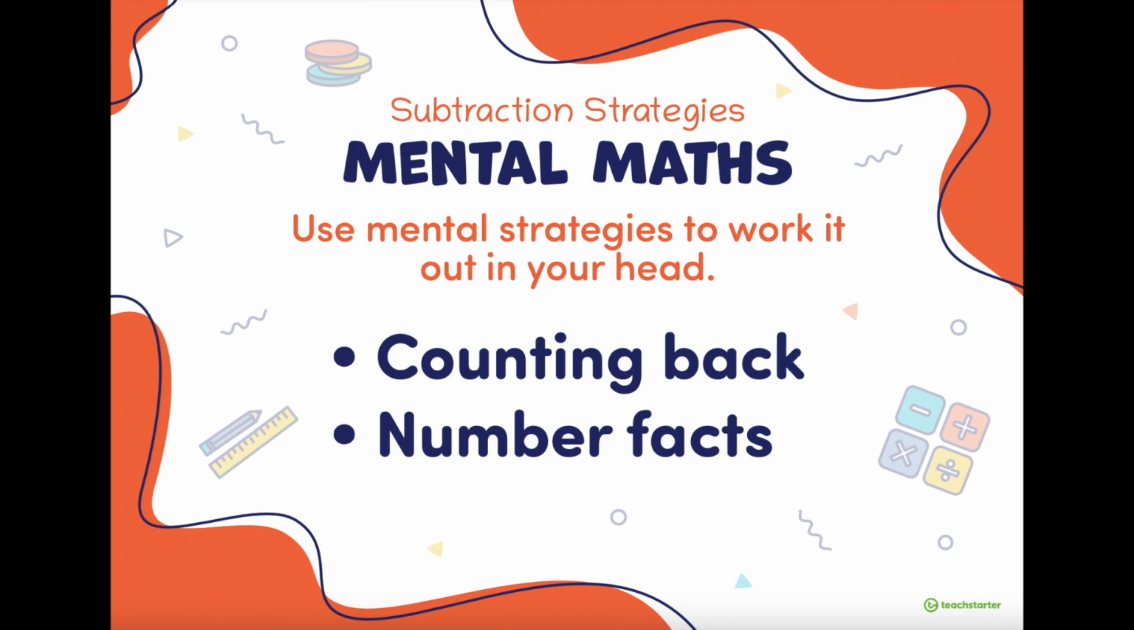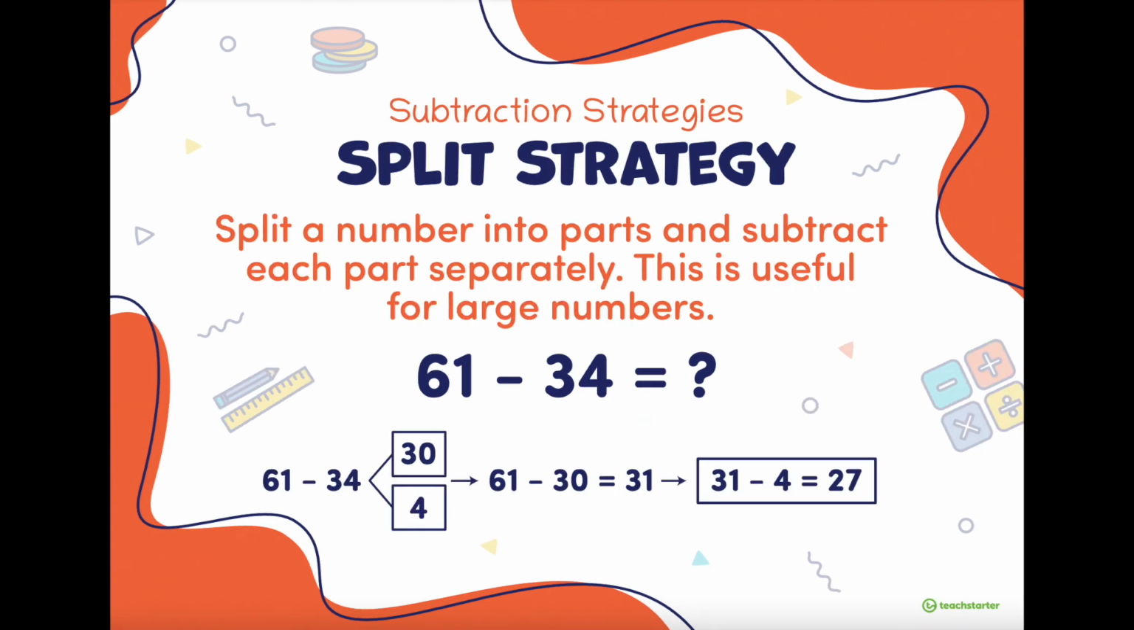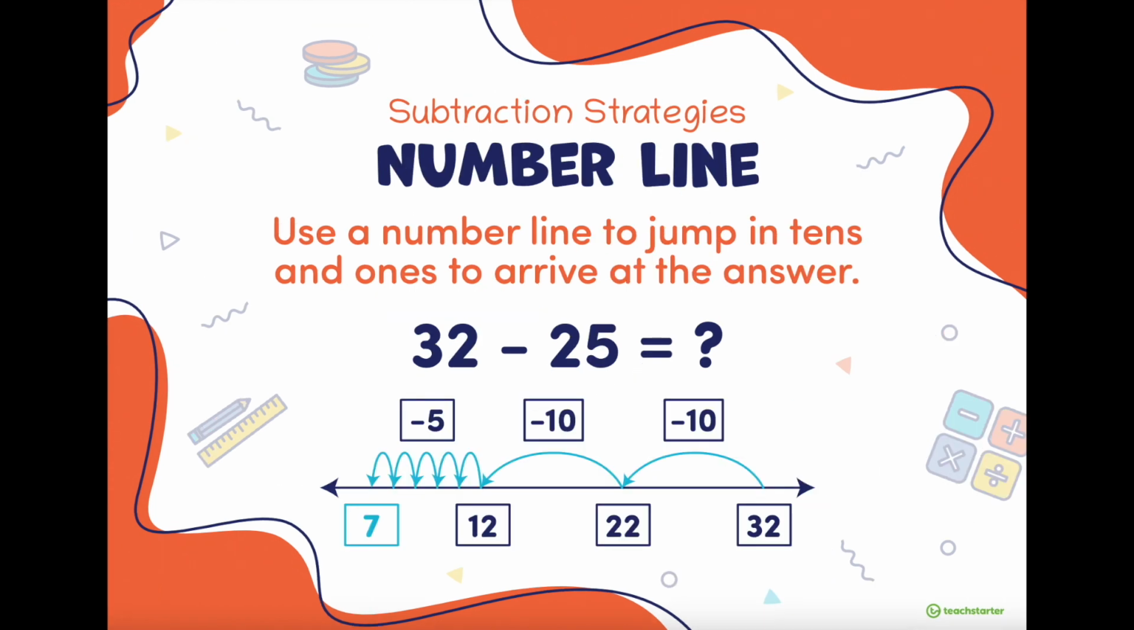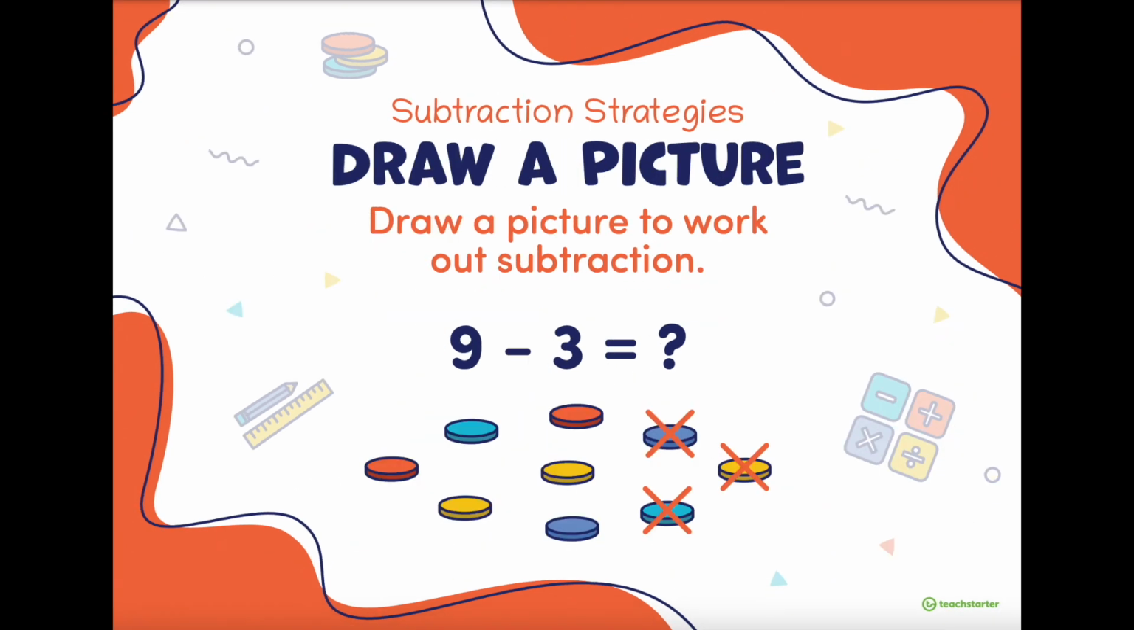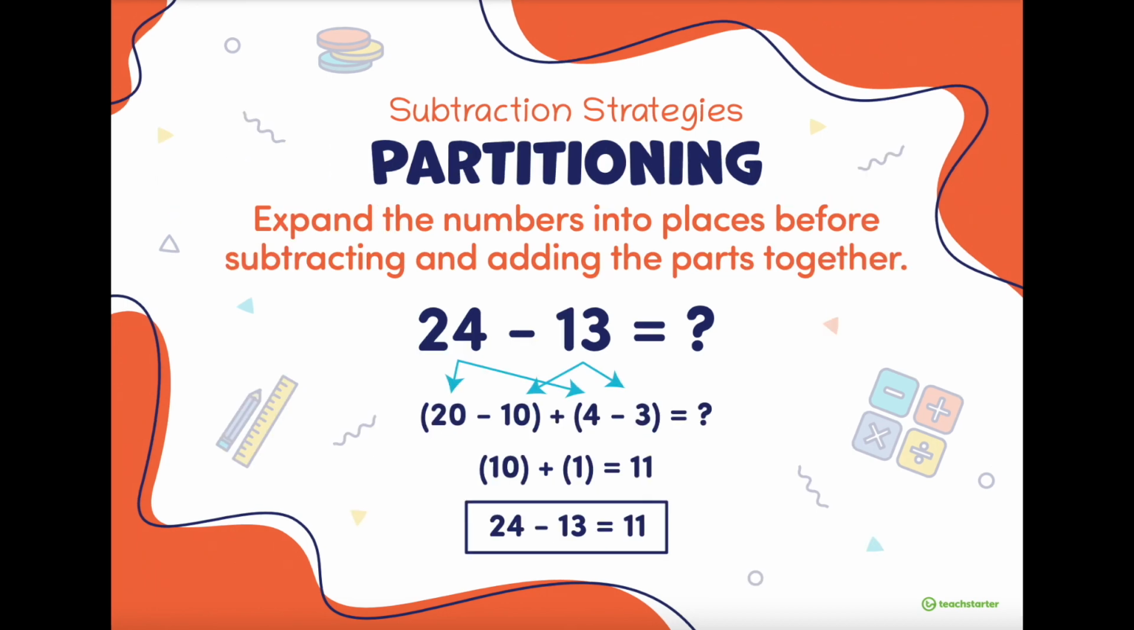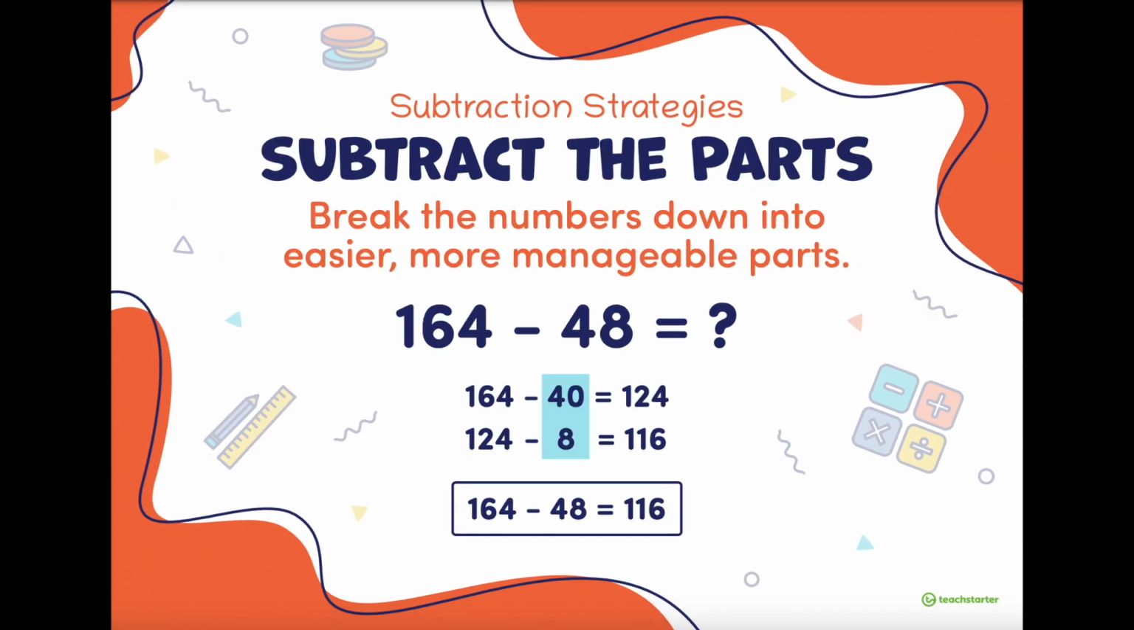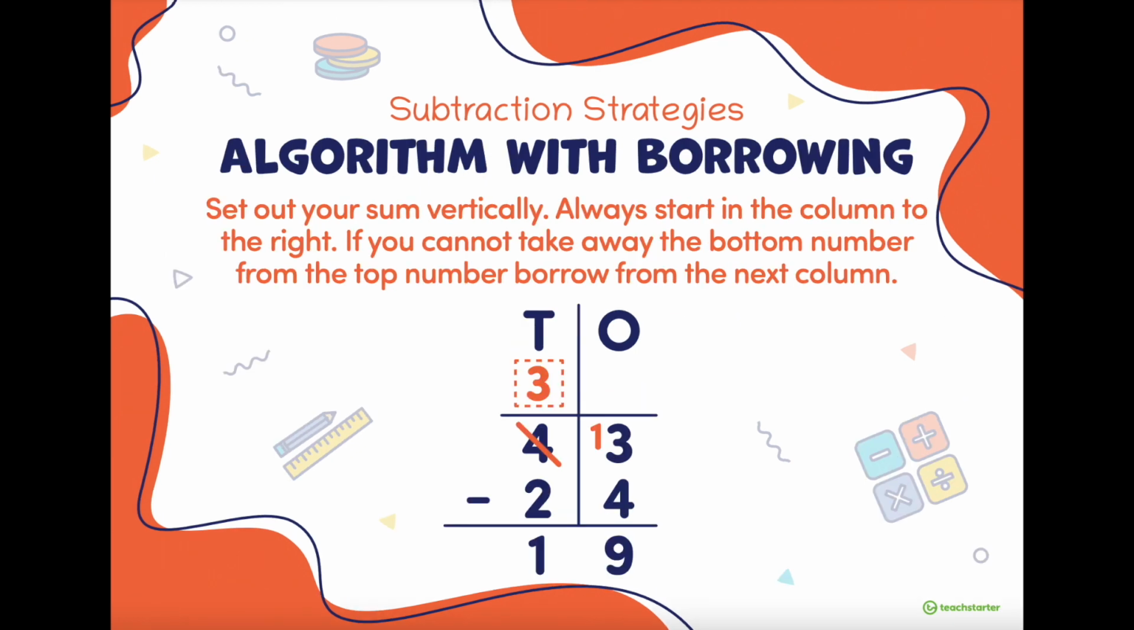You might like to use mental maths, the split strategy, a number line. You could draw a picture, use partitioning, subtract the parts, or use an algorithm with borrowing. I'm going to solve a similar number sentence using a few different strategies. The number sentence I'm going to solve is 42 take away 17.